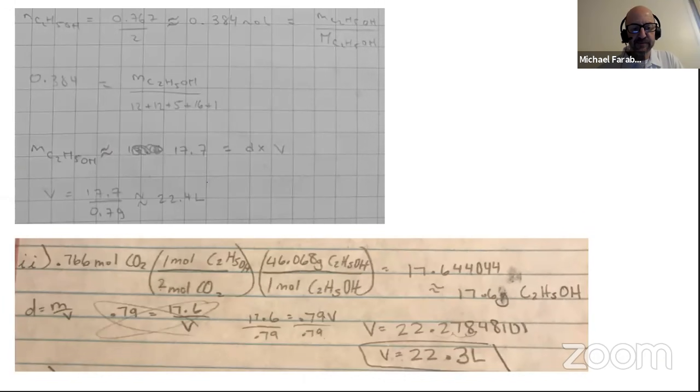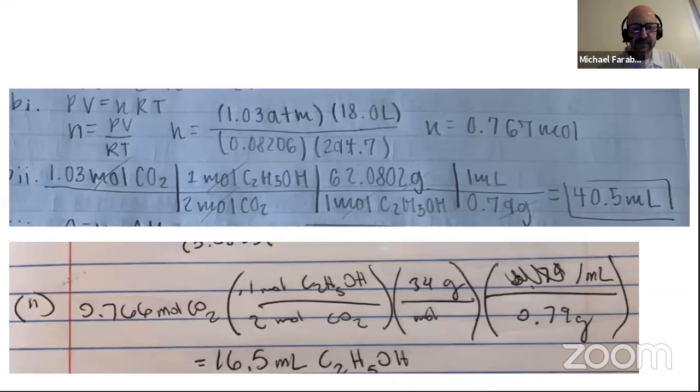Here's a concern. They did ask for the volume in milliliters. This person did great work. They have the right number, 22.3, 22.4, but they put L for liters at the end of their response. So that would probably lose the point because they have the wrong unit. So again, be careful for some minor mistakes like that that could cost you an easy point.